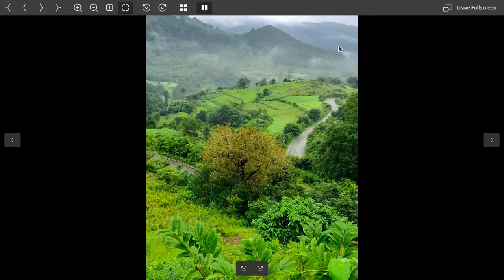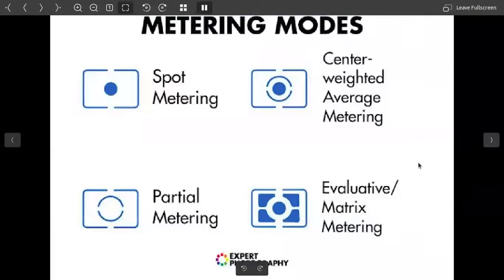So it considers the exposure of all the dots, or all the points, that are there in the frame, right? So in the mid area also it will consider, in these places also it will consider, in all the places it will be considering. So this is the way the exposure is detected, and it is called evaluative or matrix metering.